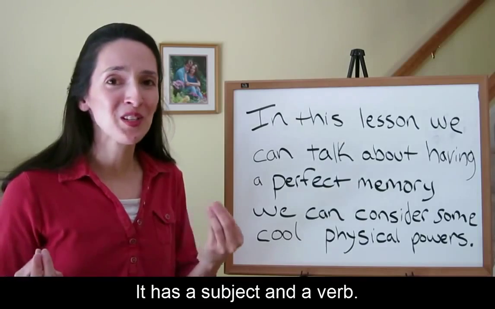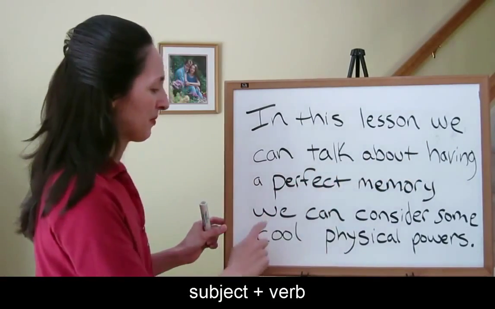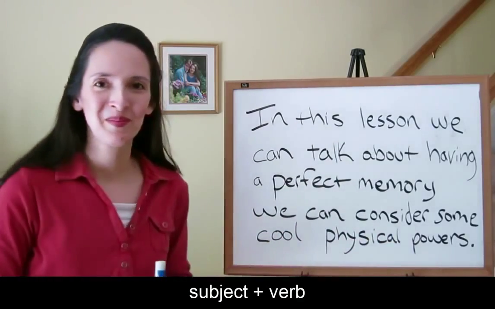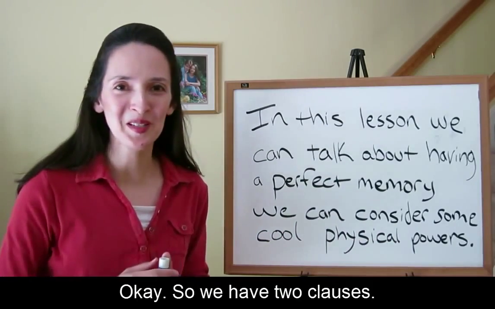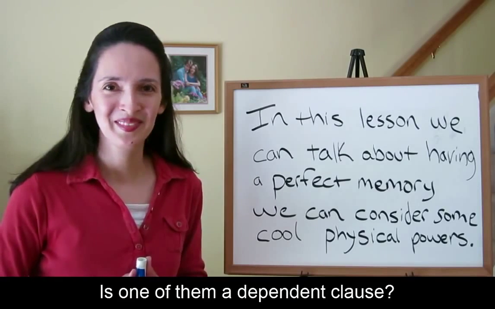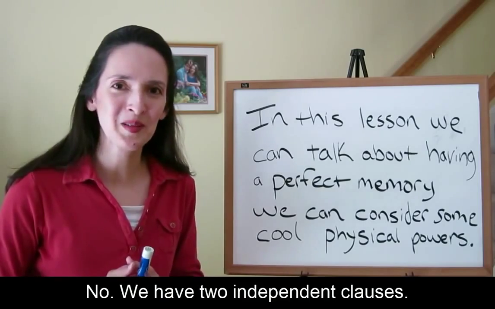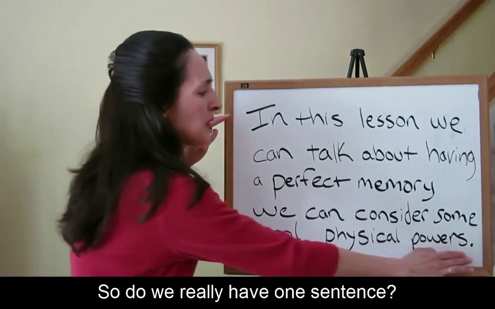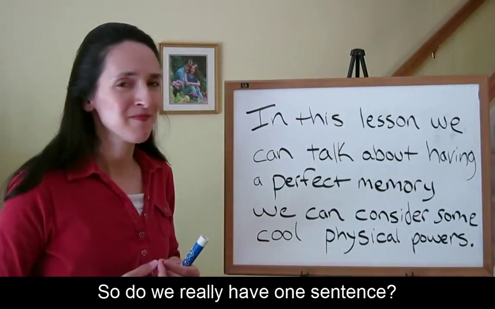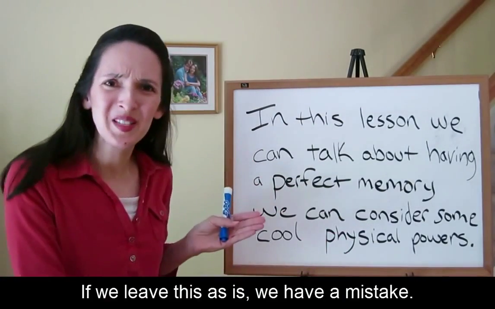It has a subject and a verb. Subject, verb, subject, verb. Okay, so we have two clauses. Is one of them a dependent clause? No, we have two independent clauses. So do we really have one sentence? No. If we leave this as is, we have a mistake.